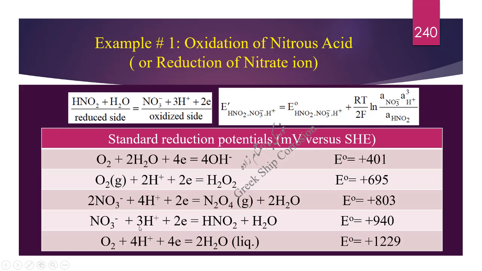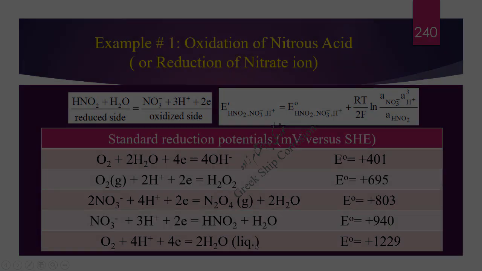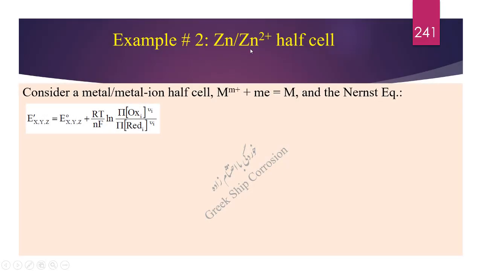NO3 minus plus 3H plus plus 2 electrons equals HNO2 plus H2O, E naught equals positive 940. O2 plus 4H plus plus 4 electrons equals 2H2O, standard potential equals positive 1229. Example number 2, Zn/Zn2+ half cell.